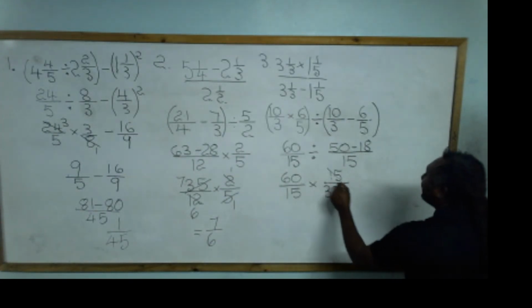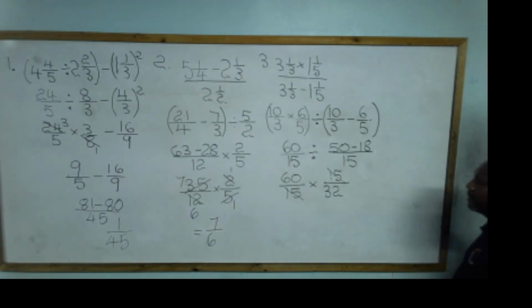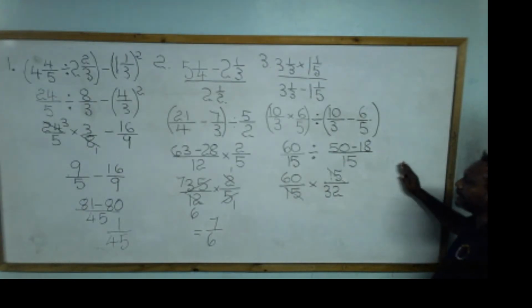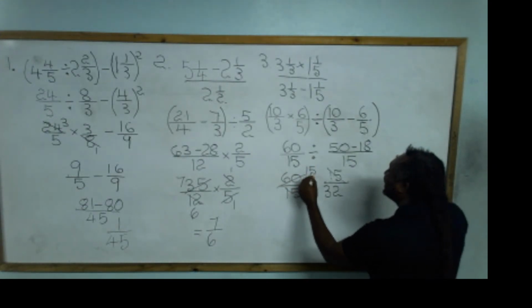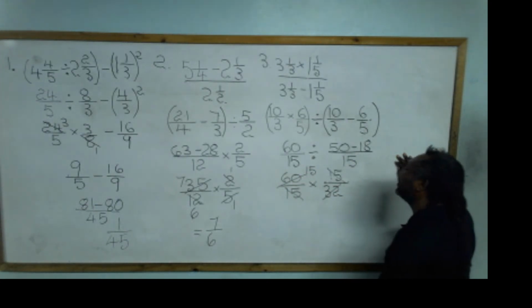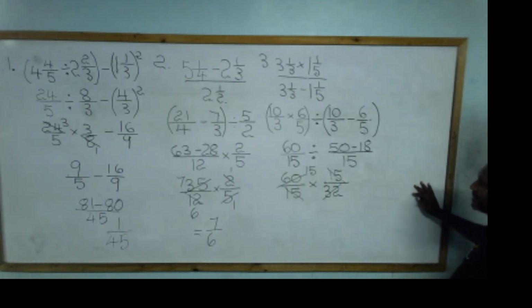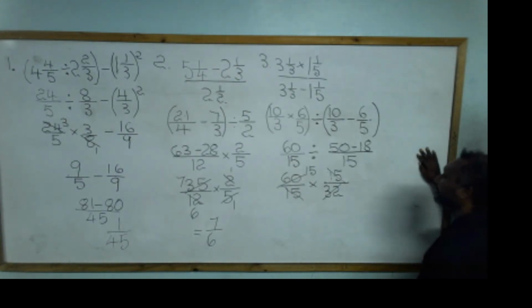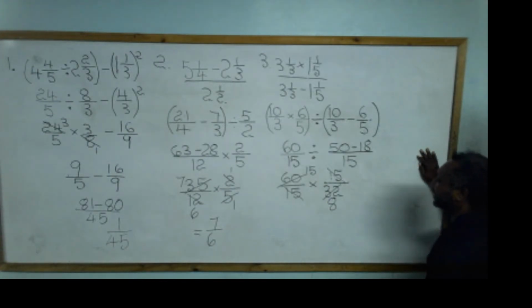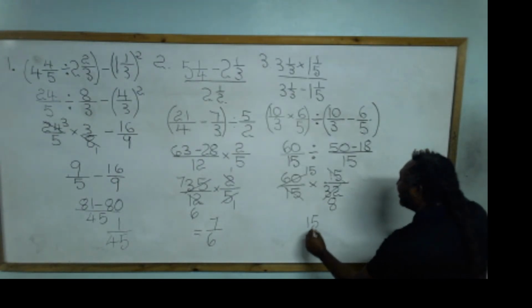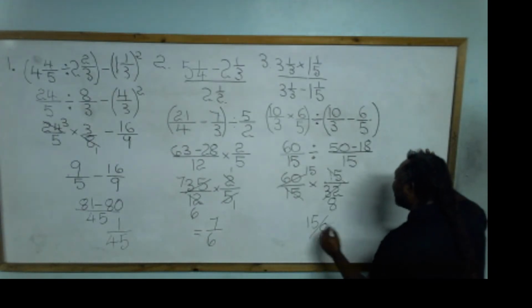So we eliminate the 15s right away. And what do we say? Is it 4? Yes. 4 into 60 is 15. And 4 into 32 will be what? 8. So your answer is 15 over 8.